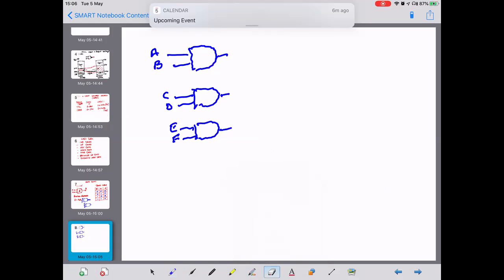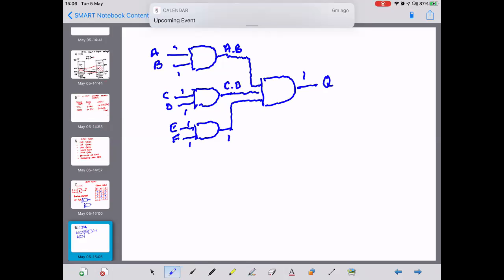If we then feed all those three outputs into a 3 input AND gate, we've got to have all three at logic 1 to get a logic 1 there, and to do that we must have all of these turned on. So in that circuit, with Q being there, this is A and B, this is C and D, this signal is E and F. So Q is equal to A and B and C and D and E and F. We would need all of those to be on to turn that Q on.